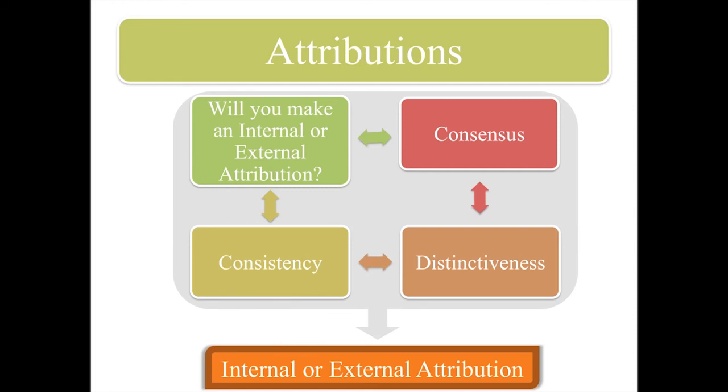If we find that the consistency is low, the consensus, depending on if the consensus is around something positive or negative, if only one person is the one who had it happen and it seems to be in character, then we might make an external attribution. What we know from the fundamental attribution error is that people tend to make external attributions when something bad happens to them and internal attributions when something good happens to them.